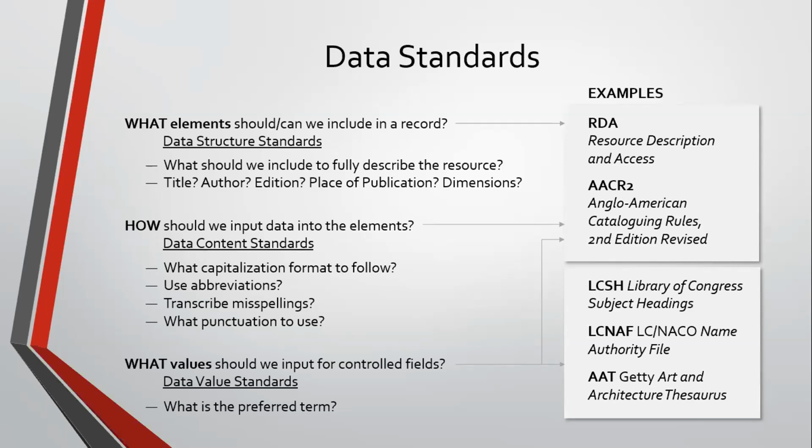The last question I have here on the slide is, what values should we input for controlled fields? This is fields where a controlled vocabulary dictates the data values that we can use, and actually which fields even need to be controlled at all or should be controlled. So RDA does provide us with lists of preferred terms for some elements, but for others, we do need to turn to other sources like the Library of Congress subject headings, which I know we're all familiar with, LC-NACO name authority file, and other specialized vocabularies. One is the Art and Architecture thesaurus.